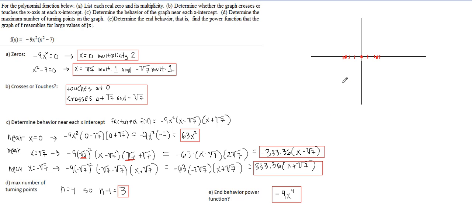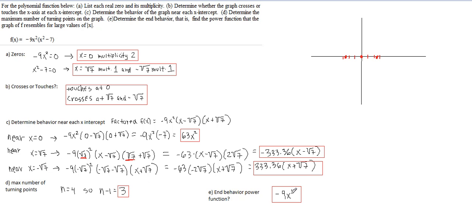That gives us a better idea of what's happening. If we were to graph these, it would look similar to our graph near those x-intercepts. Part D says the maximum number of turning points, so we just look at our degree of the polynomial. Our degree is 4, so we take 1 away from that, so there are at most 3 turning points.